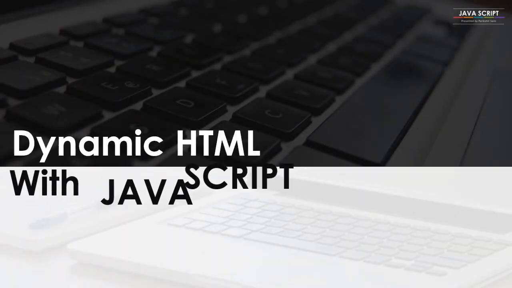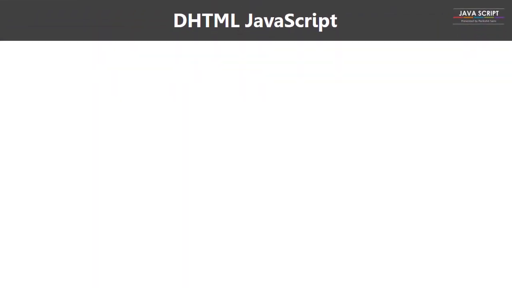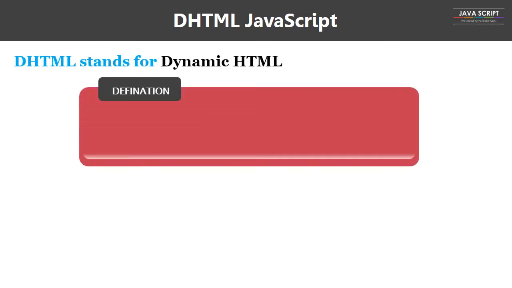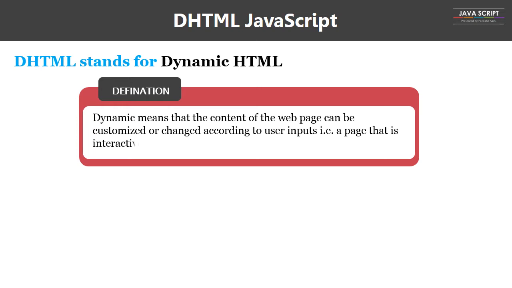So here we are at the last topic of JavaScript, that is dynamic HTML with JavaScript. So DHTML, which is also called DHTML JavaScript. So what is DHTML? It stands for dynamic HTML. Dynamic means that the content of the web page can be customized or changed according to user input. That is, a page that is interactive with the user.